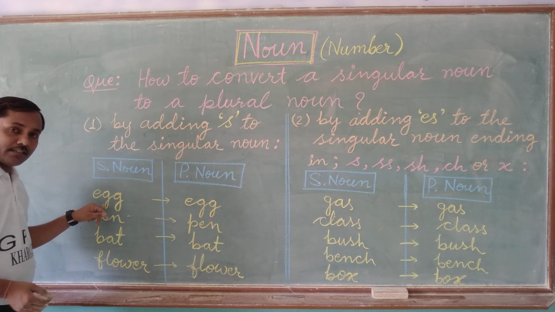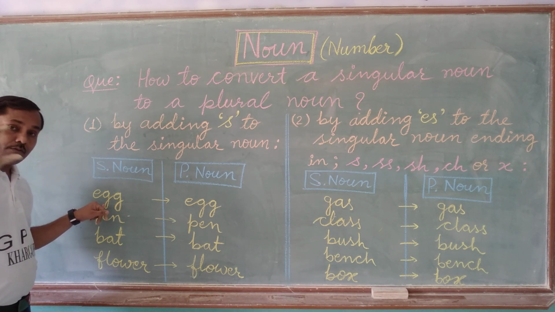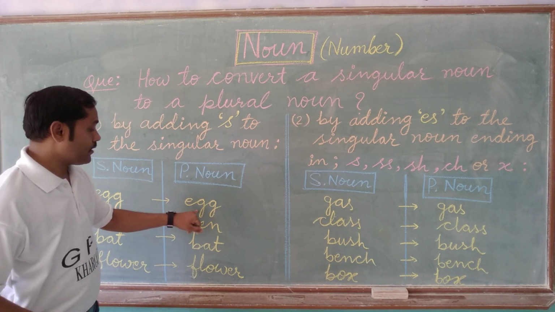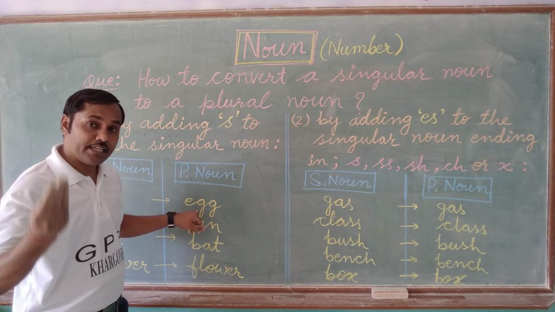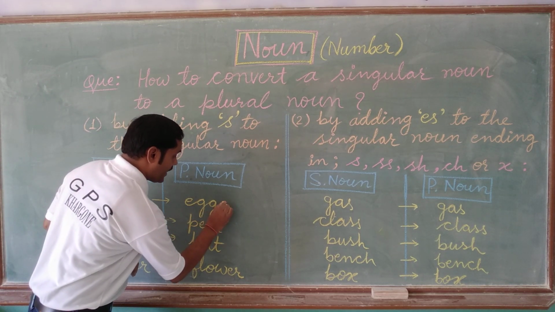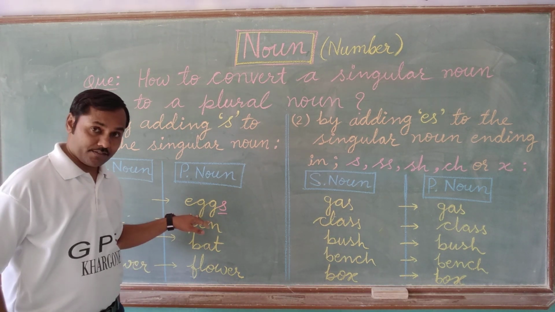Singular noun. Egg. You know egg. It is only one. If I talk about only one egg, then I can call it egg. But if I am talking about 2, 3 or many eggs, at that time I need to add S at the end. So it will become eggs.